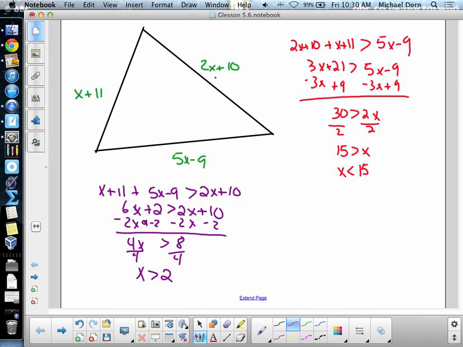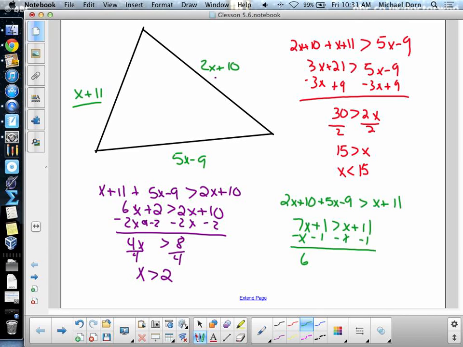But what if that's not the longest side? What if this is the longest side, the x plus 11? Well, then 2x plus 10 plus 5x minus 9 has to be greater than x plus 11. So 7x plus 1 has to be greater than x plus 11. Subtract an x from each side, subtract 1 from each side, I get 6x is greater than 10.